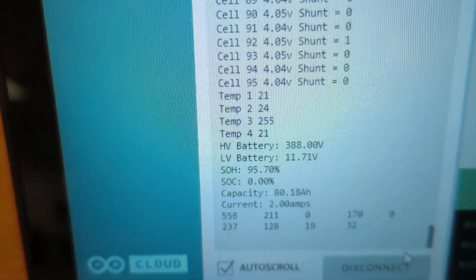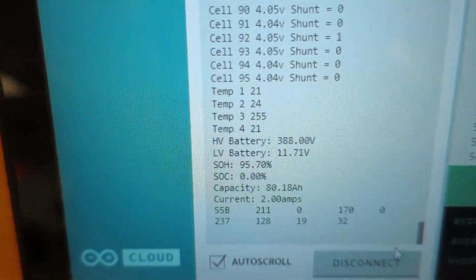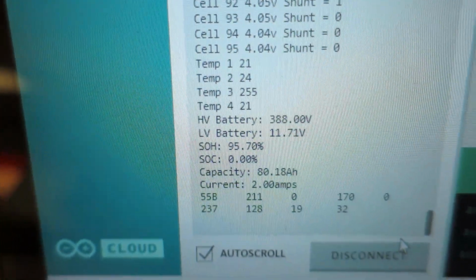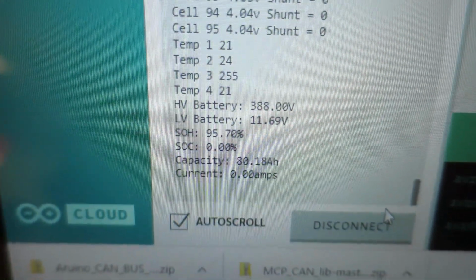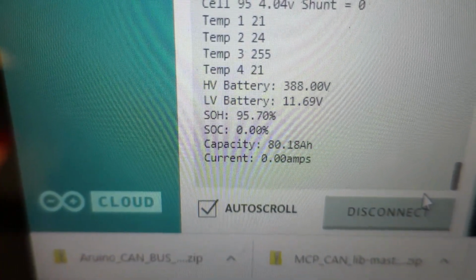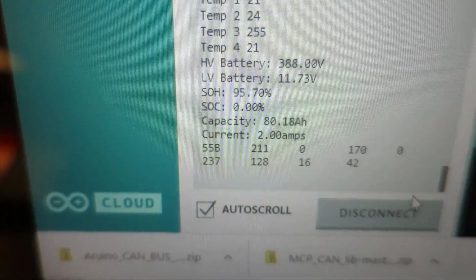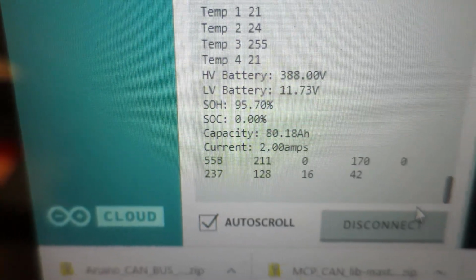Down here, I've got three temperature sensors. Oddly, the BMS outputs four temperatures, but there are only three sensors. So I've got 21 degrees, 21 degrees, 24 degrees. High voltage battery, 388 volts. Low voltage battery, 11.9 or 11.7, sorry. State of health, I can't remember what SOC stands for. Somebody will correct me for that. Overall capacity and current being drawn, 2 amps. That's a bit strange. Not really sure why it's drawing 2 amps. Maybe that's an error in the code, because I haven't actually tested that aspect yet.